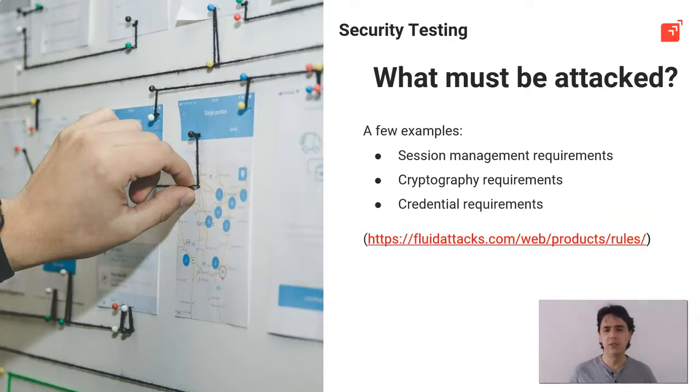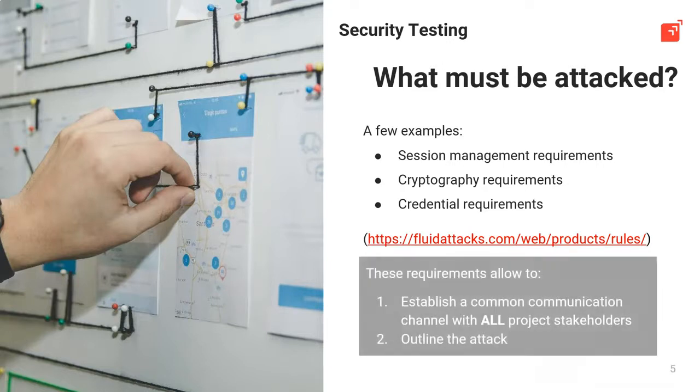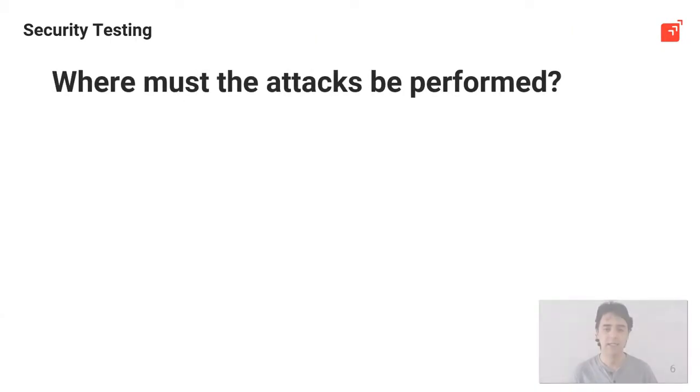What does this allow us to do? First, establish a common communication channel with all project stakeholders, such as developers, testers, project managers, business units, and so on. And second, outline the attack. That is, select which security requirements must be tested in the agreed scope or target of evaluation. After knowing what to attack, the next question is where to attack.